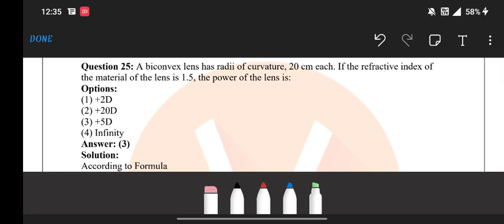Moving on to our next question, that is question number 25. Here a biconvex lens has radii of curvature 20 centimeter each. If the refractive index of the material of the lens is 1.5, what is the power of the lens? Will it be plus 2 dioptre, plus 20 dioptre, plus 5 dioptre, or infinity?